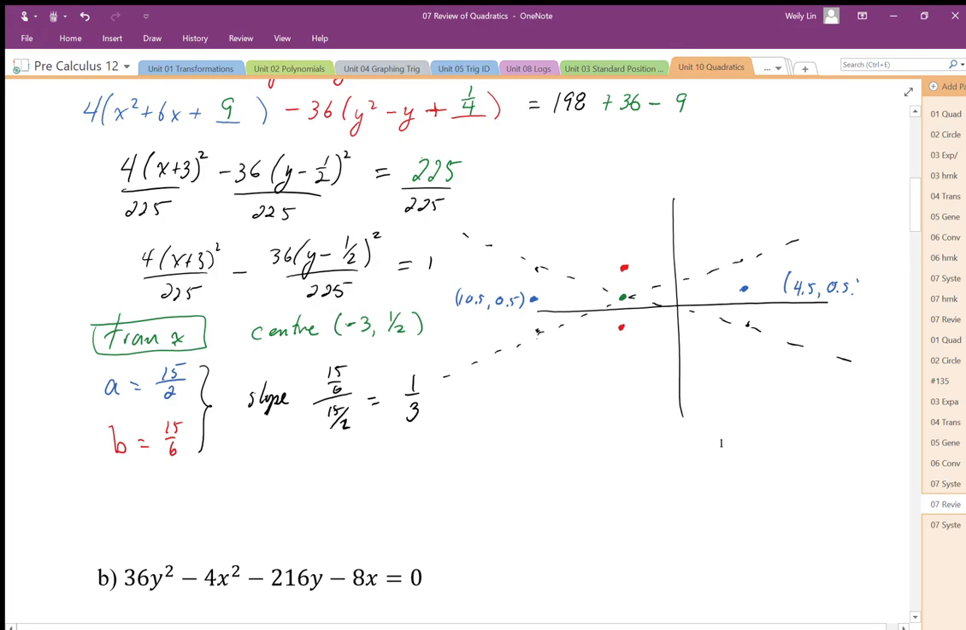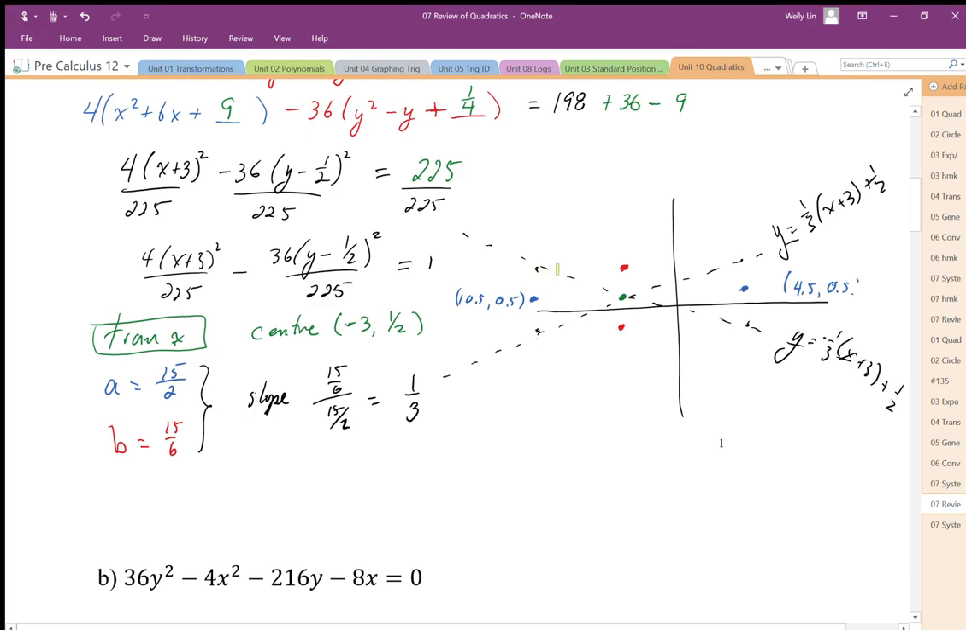The equation of this asymptote is going to be y equals 1/3 x minus -3 plus 1/2, and then we have y equals -1/3 x minus -3 plus 1/2. Okay, so there are my asymptotes. I have my asymptotes, I have my vertices. I should be able to draw this graph.